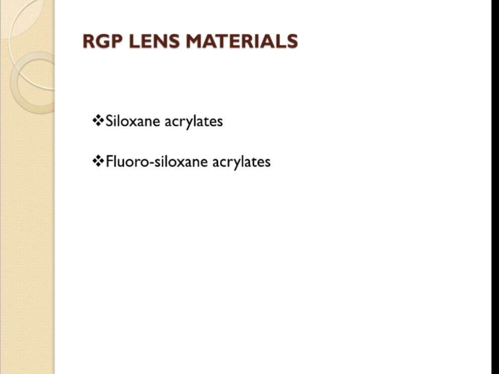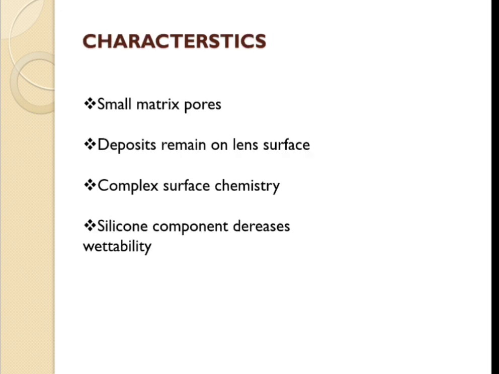So these are the RGP lens materials that are available in the market: fluorosiloxane acrylates or siloxane acrylates. Whenever you order the RGP lens, they will ask you for the RGP material. So what are the characteristics? We have small matrix pores, or you can say multiple holes are available, due to which the oxygen or the water passes through to the cornea. Deposits remain on the lens surface. Complex surface chemistry or silicone components decrease wettability.